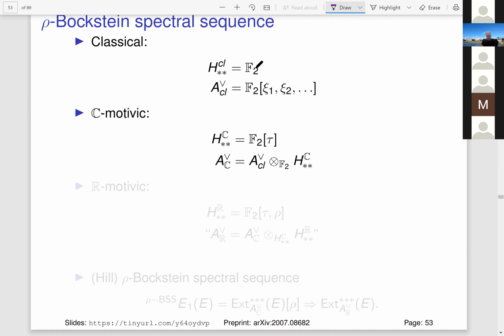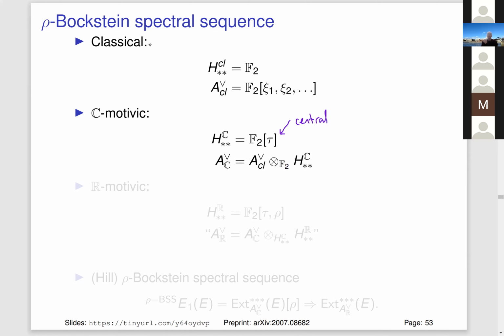So my ground ring, instead of being just F2, is now F2 adjoin some polynomial generator tau. And then the dual motivic Steenrod algebra over the complex numbers, at least as an algebra, is just obtained by tensoring up to this larger ground ring. What I want to say here is that computations in the C-motivic setting are actually not much harder than classical ones. And the reason is because this ground ring is central in the complex motivic case. So even though you're putting in this new generator tau, you're actually not forced to do much more work. It kind of just comes along for the ride a lot of the time.